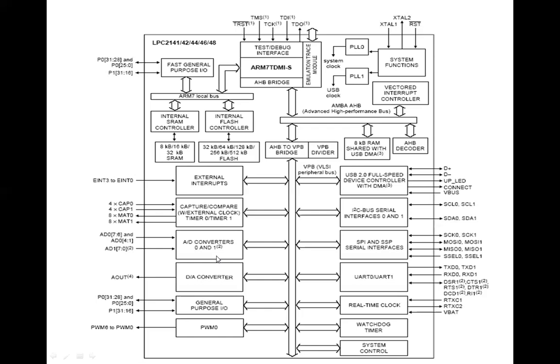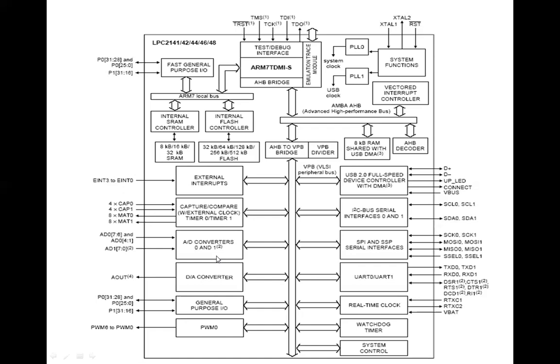Then universal asynchronous receiver and transmitter will be there. Two UARTs will be there, named 0 and 1. Then SPI and SSP serial interface bus will be there. Then I2C bus serial interface 0 and 1 will be there. Two I2C bus serial communications are possible.